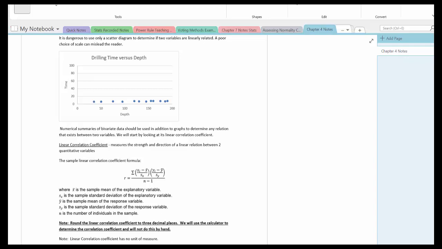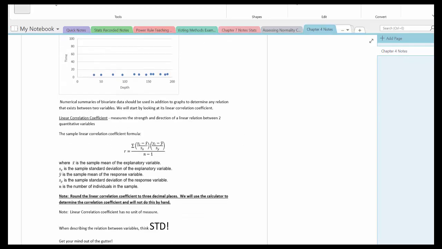I've given the formula below, and I've represented that, for instance, x bar is a sample mean, S of x is the sample standard deviation of the x variable or the explanatory variable, and so forth. Now, when we take a look at the correlation coefficient, we'll round it to 3 decimal places. We will use the calculator to determine this correlation coefficient, and we will not do this by hand. Note, linear correlation coefficient has no unit of measurement.